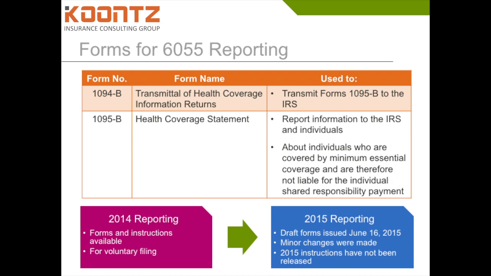The whole purpose of the 6055 reporting is essentially to provide the IRS the information they need to verify that each individual has satisfied the individual mandate under the law. In order to do this, the 1094-B is going to be filed as a cover sheet for which the sponsor would submit all the 1095s for each employee. The 1095-B provides the information on each person, verifying on a month-by-month basis that they had minimal essential coverage.